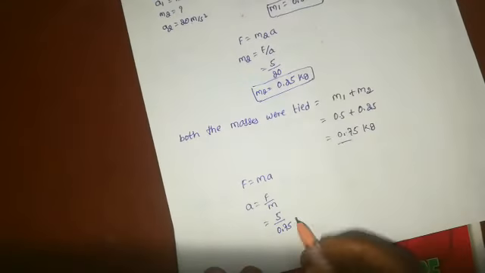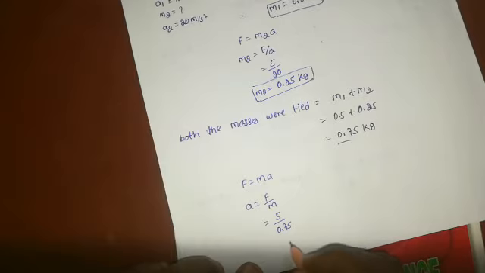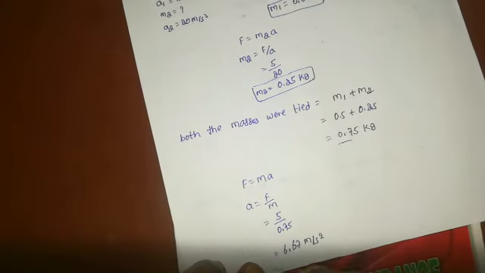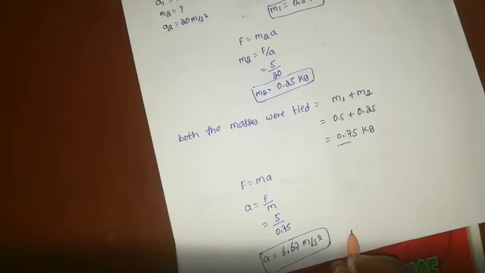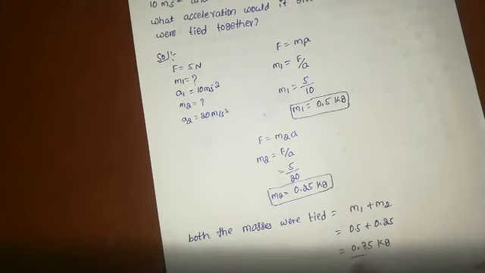When we divide 5 by 0.75, we get 6.67. What is the unit for acceleration? That is meter per second square. The acceleration is equal to 6.67 meter per second square. This is the acceleration when both the masses are tied together. Thus we solve the problems by using F is equal to ma, Newton's second law of motion.